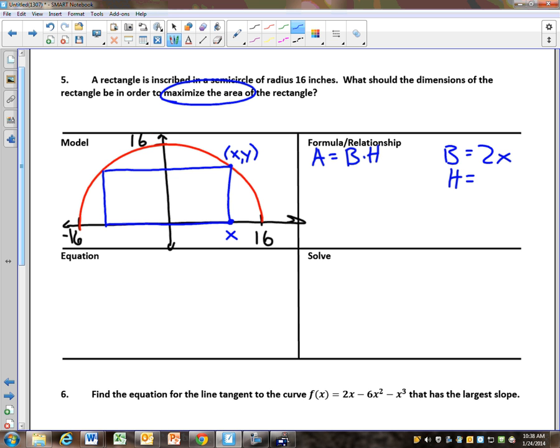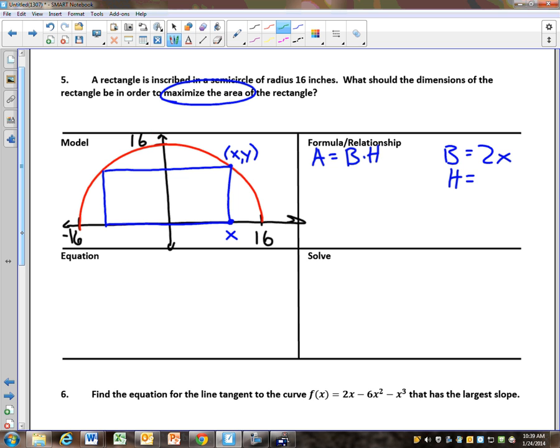Okay, we know the equation for a circle with radius 16. Okay, that's fine. You lose 2 points.